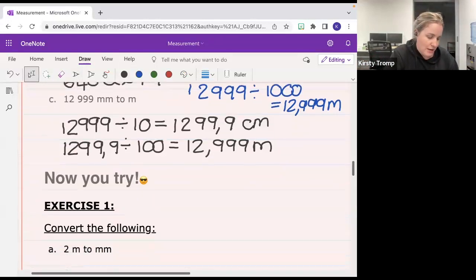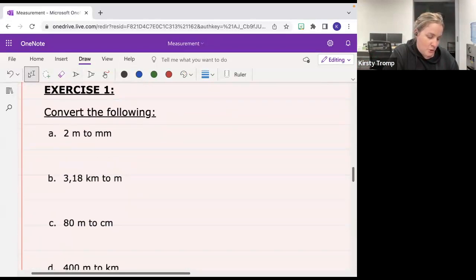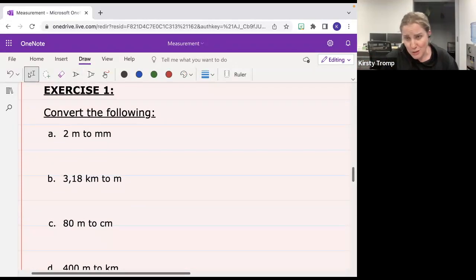Right, now you try. So I'm going to put these up on the screen for you. While those are up, if there's any questions, you're more than welcome to raise your hand and I will answer any questions you may have. I'm going to give you 2 minutes just to have a look at them. So if you have any questions, please raise your hand.